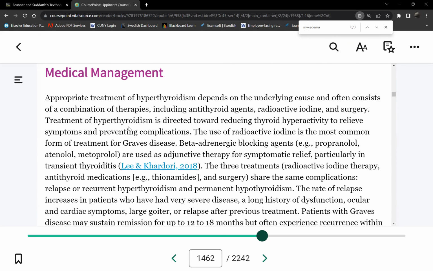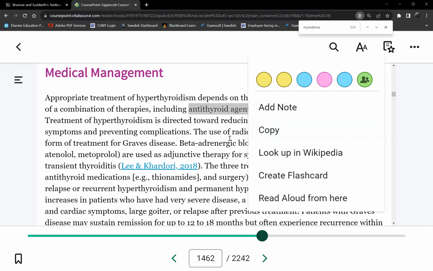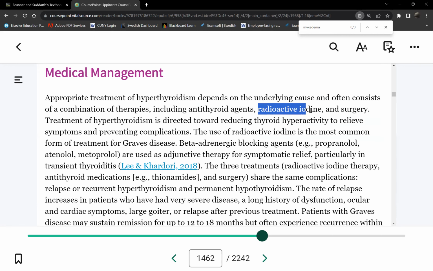There are 3 options for treatment. The doctor and the patient decides depending on what type they have, whether it's Graves' disease or if it's a pituitary tumor. So the options are drugs, antithyroid agents. There are three. We can use radioactive iodine, RAI-131, or surgical removal of a part or the entire thyroid gland, depending on the problem.